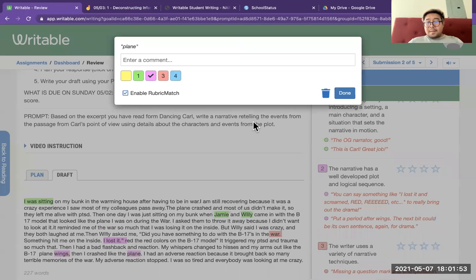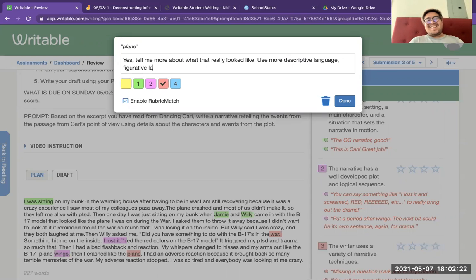And here, this is also red. I crashed like the plane. Yes. Tell me more about what that really looked like. Use more descriptive language. Okay. Oh, there it is. Why can't I spell tonight? Oh my goodness. Descriptive language. Figurative language. Like metaphors or similes, etc. You can really build this up so much more.